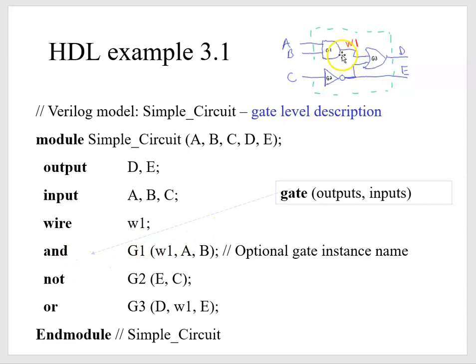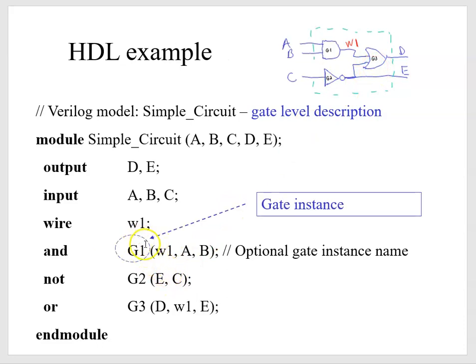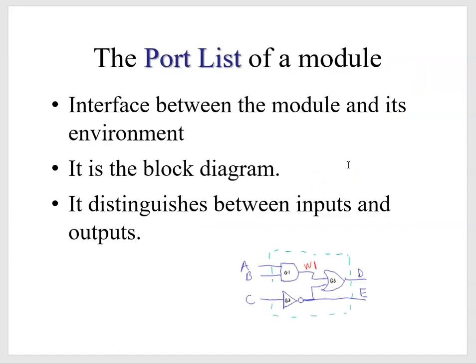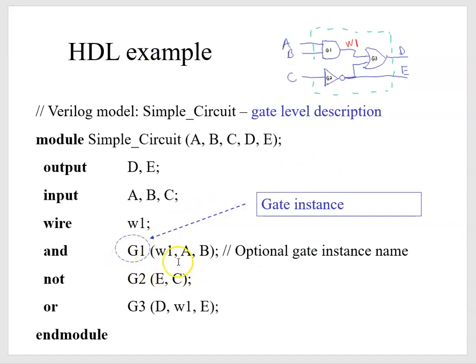So we have an and, a not, and an or. We see those up here. And we've labeled this and G1, the not G2, and the or G3. That's called the instance name. This is optional, but we use it to help show where they are within this circuit shown inside that block. Again, key here, we also used W1, that's our wire. A, B, C, D, and E were defined in the port list and then the input and output statements. W1 was defined as a net of type wire, so we could use it in our code here.